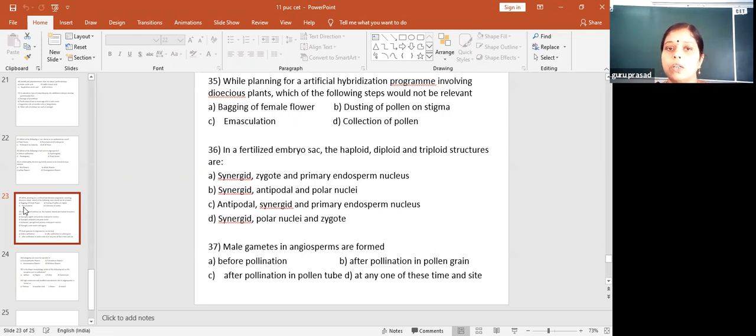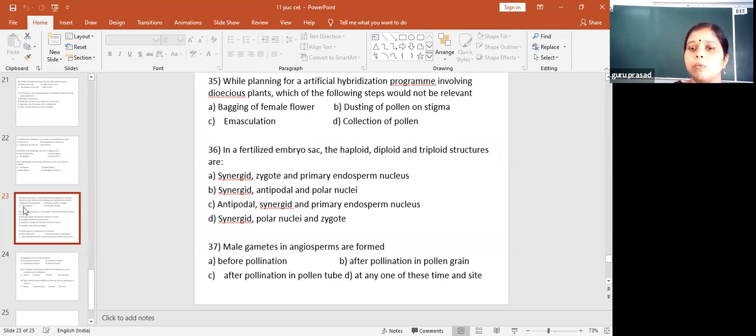So which is the correct option? Emasculation, answer C. Okay. In a fertilized embryo sac, which is the haploid, diploid, triploid structure? Synergid haploid, zygote diploid. Male and female haploid gametes fuse to form a diploid cell product. One male gamete fuses with two polar nuclei, resulting in the formation of a triploid structure, that is endosperm nuclei. So which is the correct option here? Option A is correct.